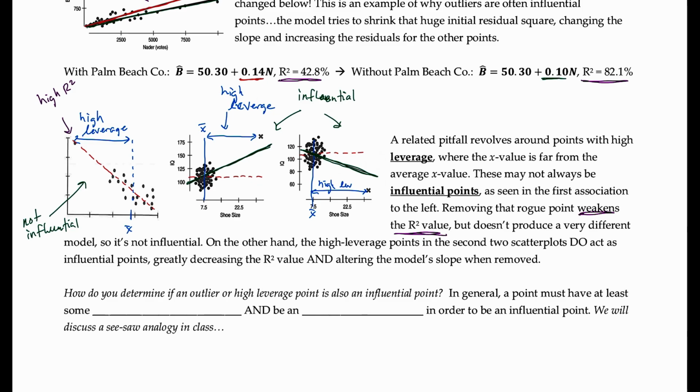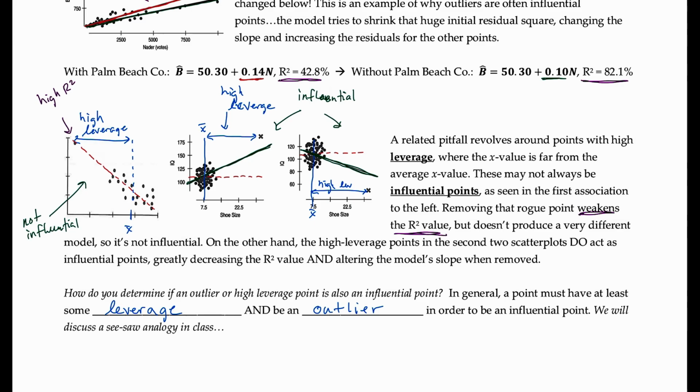So you might be wondering, how do I know? You just said there's a lot of degrees of influential versus high leverage versus outliers. How do you know when you have something that is high leverage or an outlier that is also influential? The general rule of thumb is that a point must have at least some leverage and be an outlier in order to be an influential point.